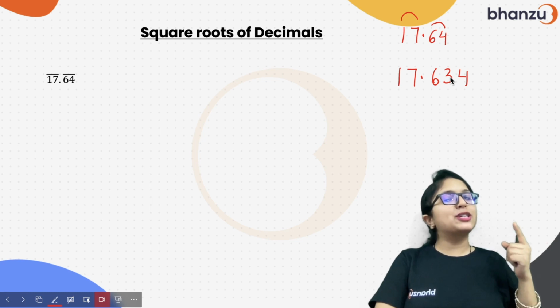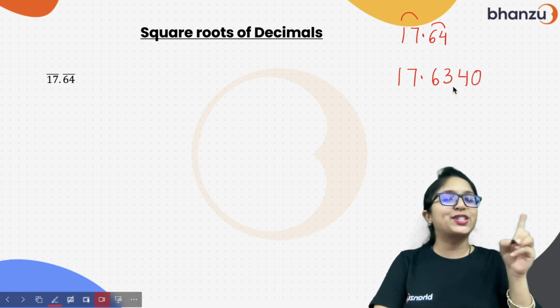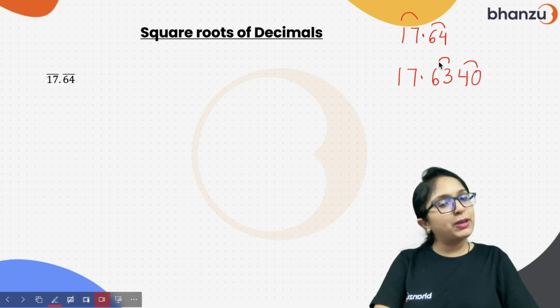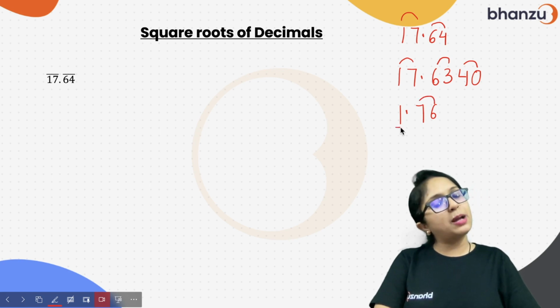In these kind of numbers, we know that even if we put a 0 over here, this is not going to change the value of a number. So you can make this pair here, this pair here, and then this pair here. Now what if the number is like this, 1.76? Then this is one pair and this number is alone.